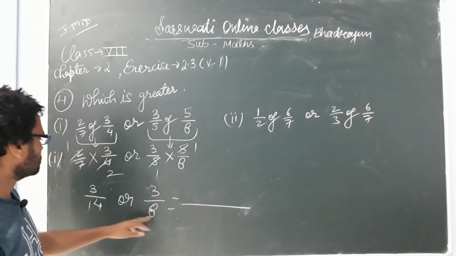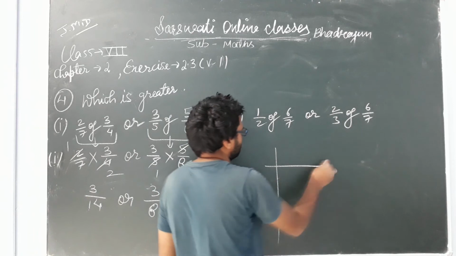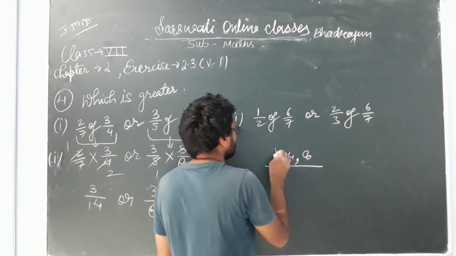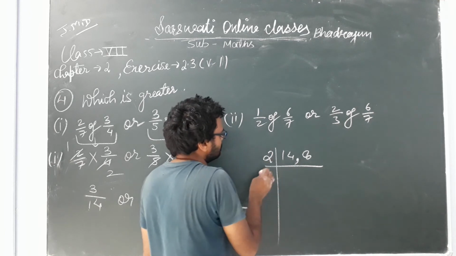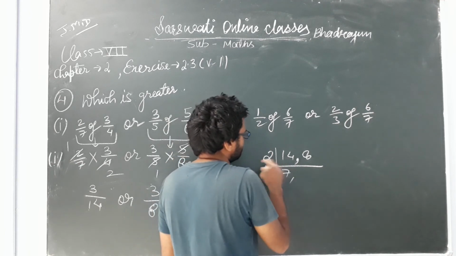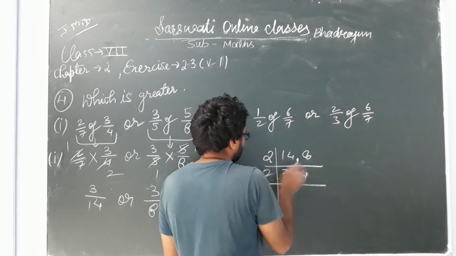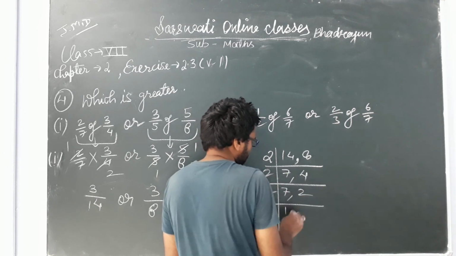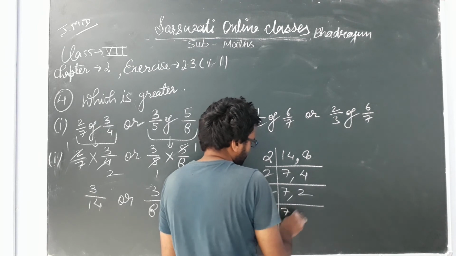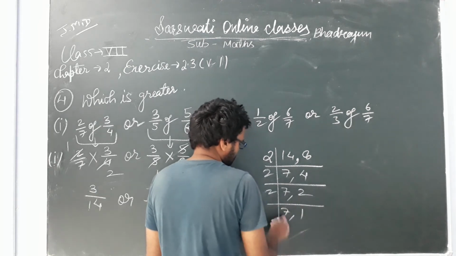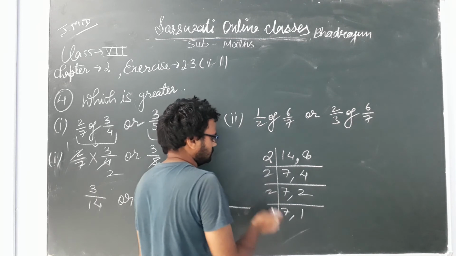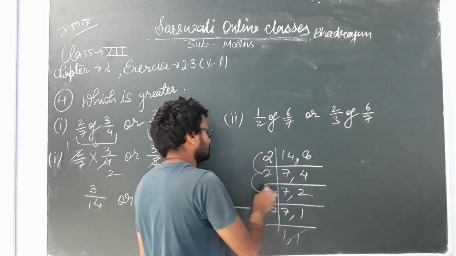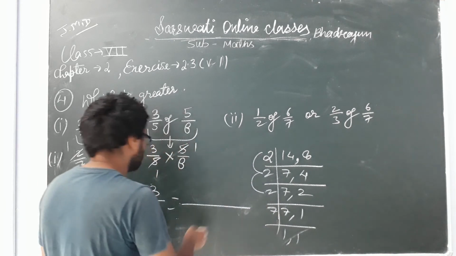So the LCM of 14 and 8 is, what? I am just dividing these by 2. 2 sevens are 14, 2 fours are 8. Again by 2, this is 7 and this is 2. Again by 2, this is 7, this is 1. Again by 7, this is 1 and 1. 2 times 2 is 4, 4 times 2 is 8, 8 sevens are 56.